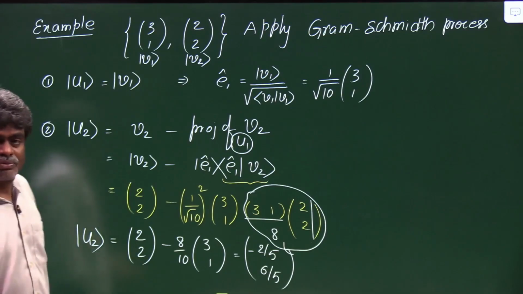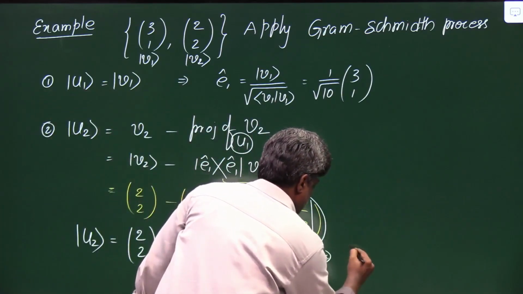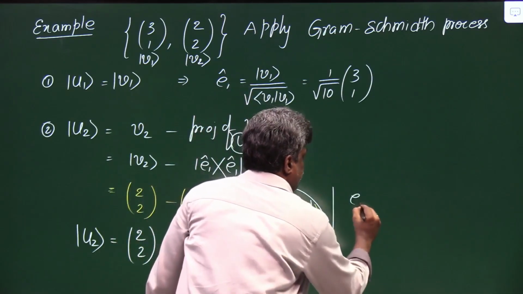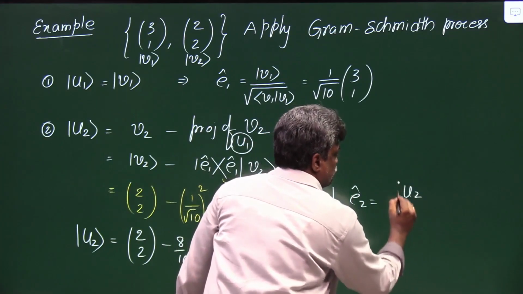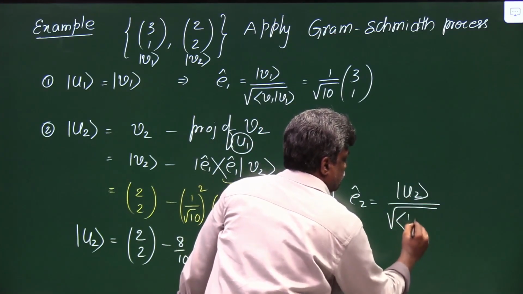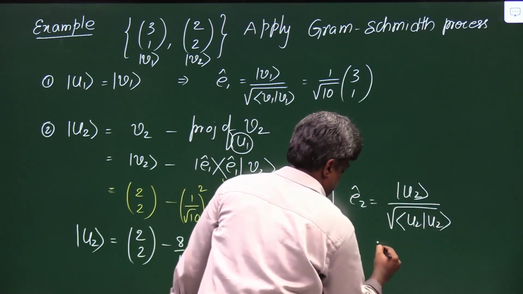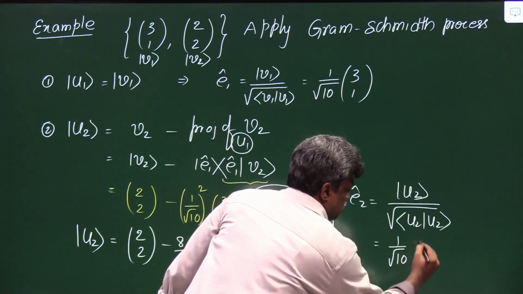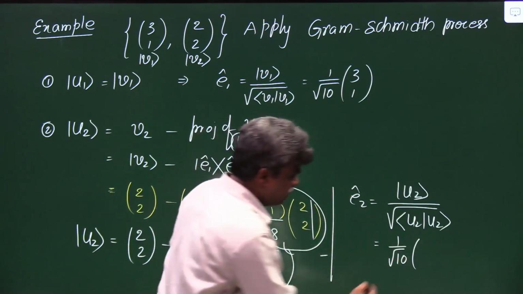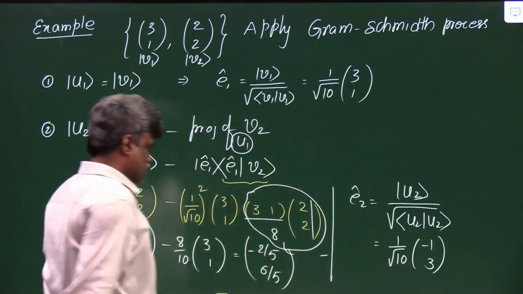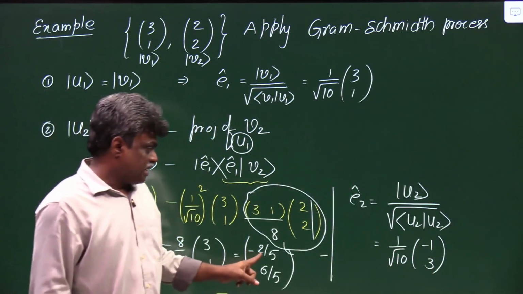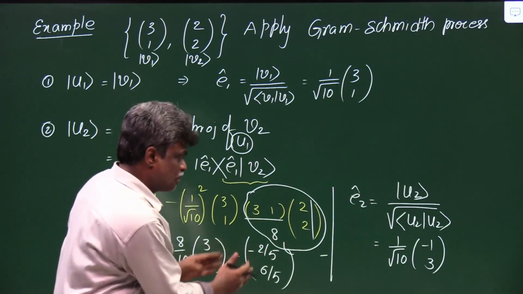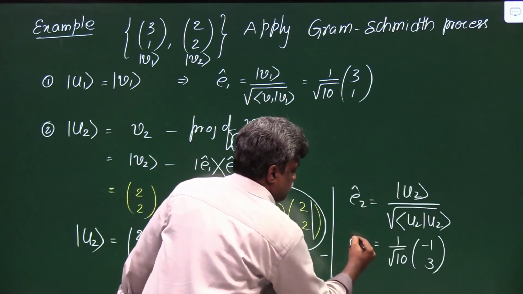And from this, we have to find E2 cap. You just find this E2 cap yourself. And this E2 cap equals U2 by under root this inner product. And I think this answer is equal to 1 over root 10. You'll get, I think, 1 minus 3, or sorry, minus 1, 3. You just find it. Just take this same thing divided by under root a square plus b square. Please do it yourself. And this is your final answer.